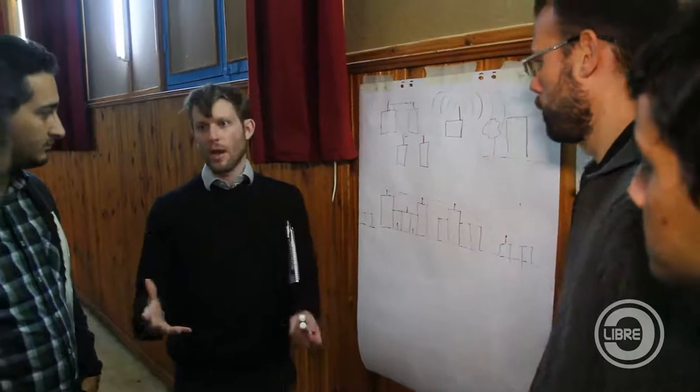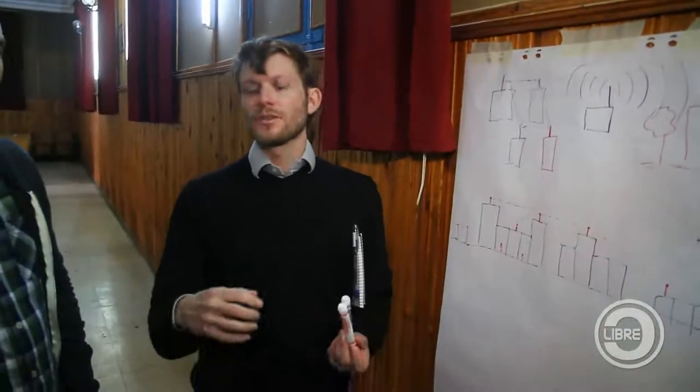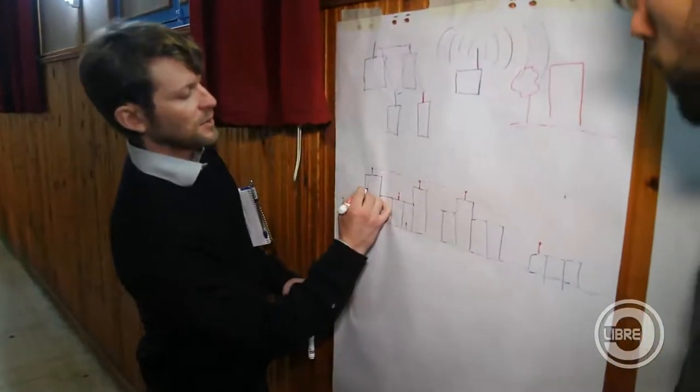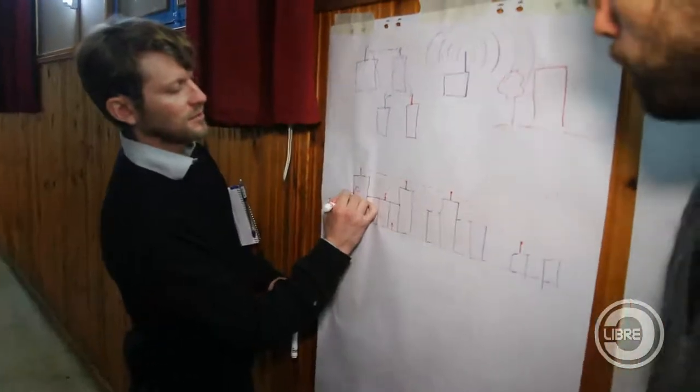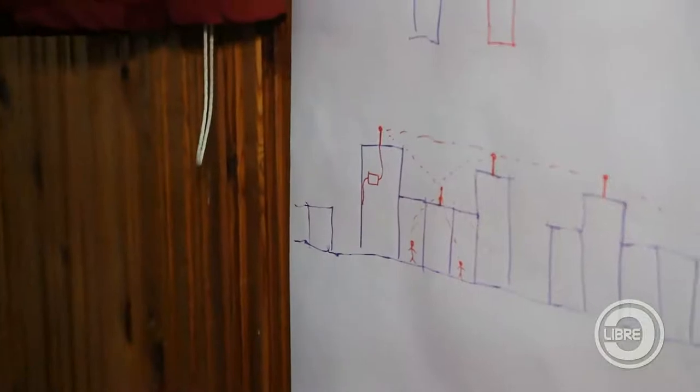Which is what makes it a mesh. Every node is as important as every other node. Some can have connections to the internet. So say in this building, I have a DSL out to the internet and I connect it to the node on the roof. This one will provide internet to the rest.